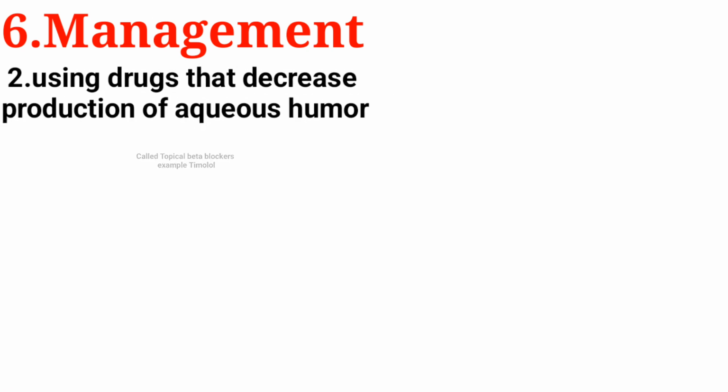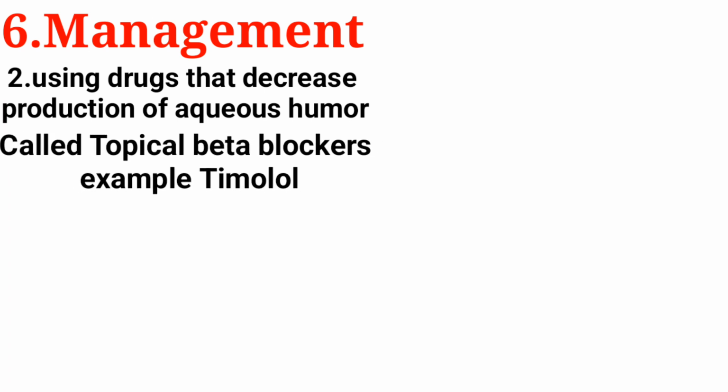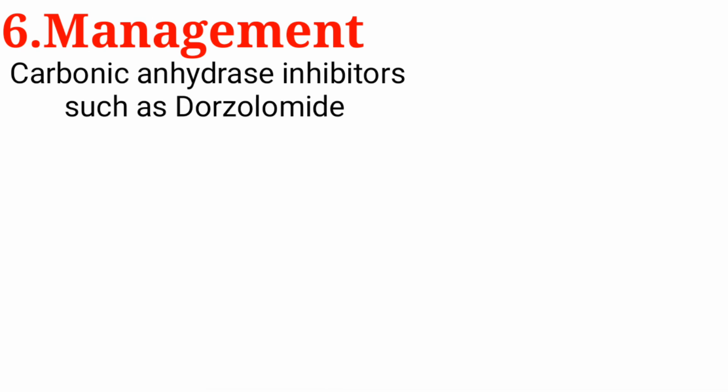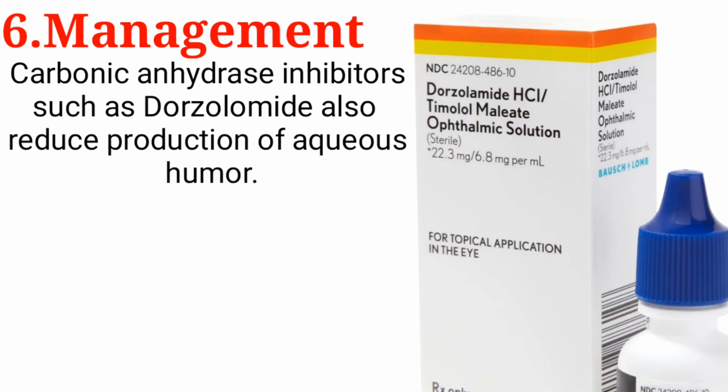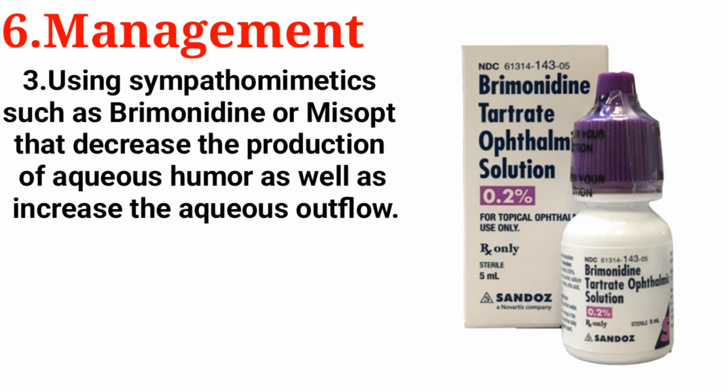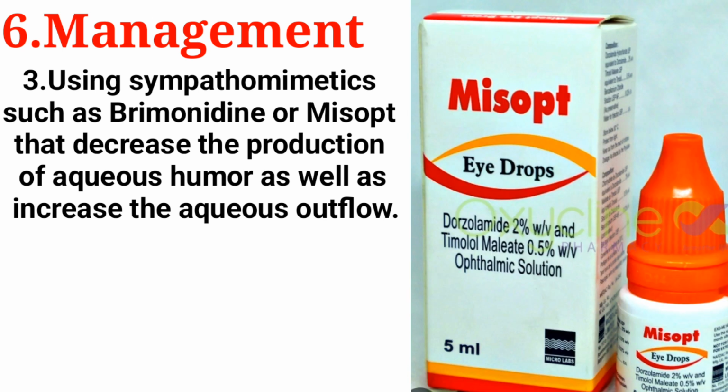These drugs are called topical beta blockers. Example, timolol. Carbonic anhydrase inhibitors such as dorzolamide also reduce production of aqueous humor. The best of all is the third treatment, which is achieved by using sympathomimetics such as brimonidine that decrease the production of aqueous humor as well as increase aqueous outflow at the same time.